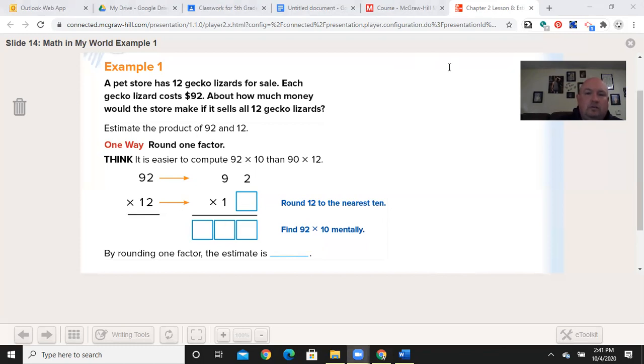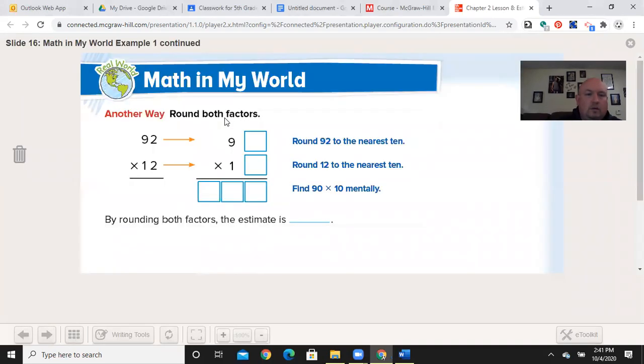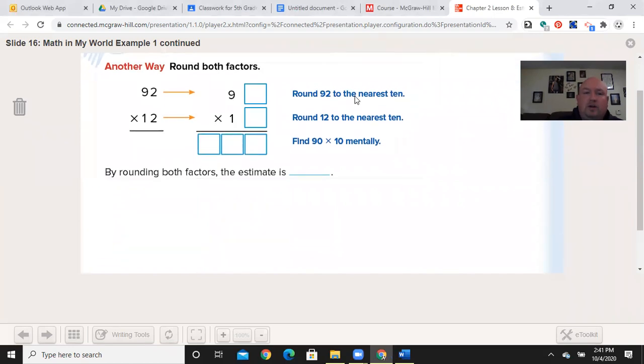All right, let's go ahead and close that and go to the next one. You'll see the answer key as I pass on by. Round both factors. So let me grab my annotation tool again. 92 is close to 90. And I'm going to keep that as a 10 here. That makes sense. Now I have 9 times 1 is 9, and there are 2 zeros. So this estimate is $900. So you can see it's pretty close, about $20 off.